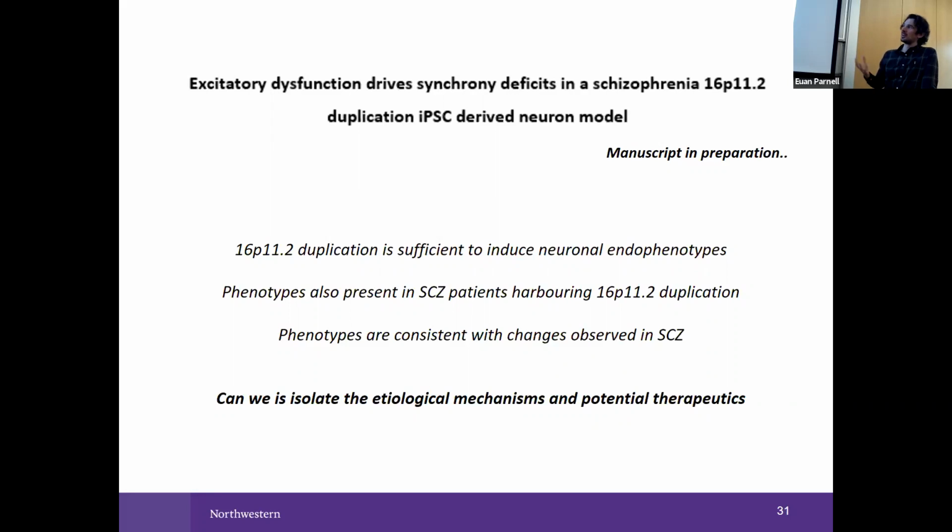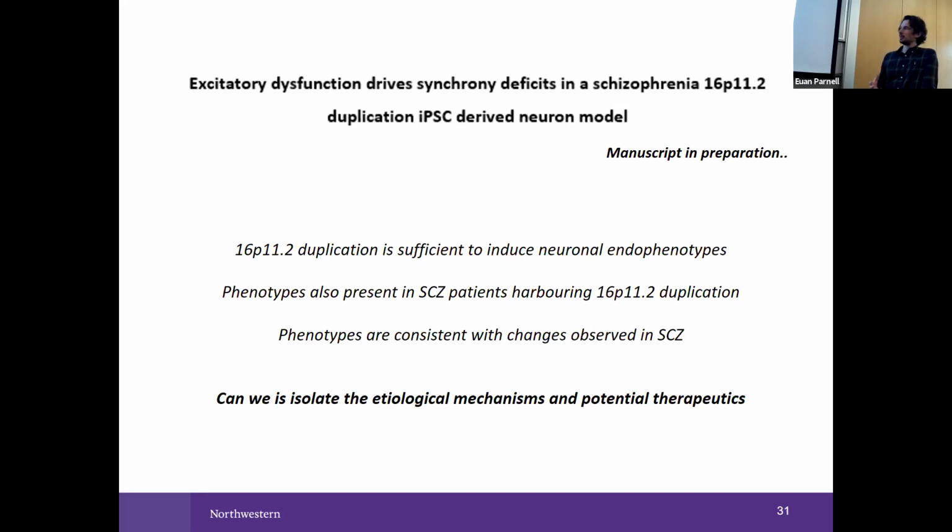And so we can summarize the findings. 16p11 duplication is sufficient to induce alterations in iPSC models of neurodevelopment. These phenotypes that we see in our isogenic line are also in our schizophrenia line and are very consistent with changes that are present in schizophrenia patients and in postmortem samples. And so we're really excited that we might have found pathways that might contribute towards schizophrenia.